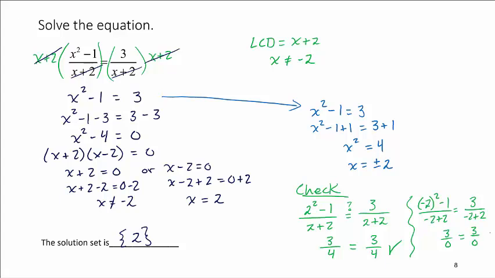Now, occasionally, I will have people tell me, well, 3 over 0 equals 3 over 0, right?